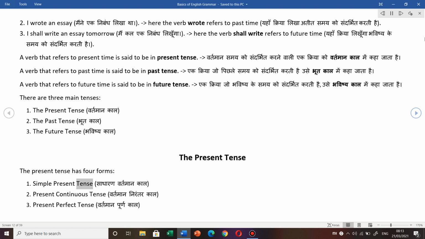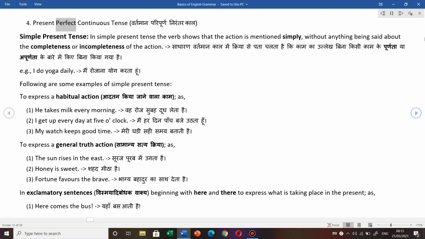Simple present tense, present continuous tense, present perfect tense, present perfect continuous tense. Simple present tense. In simple present tense, the verb shows that the action is mentioned simply, without anything being said about the completeness or incompleteness of the action. For example, I do yoga daily.